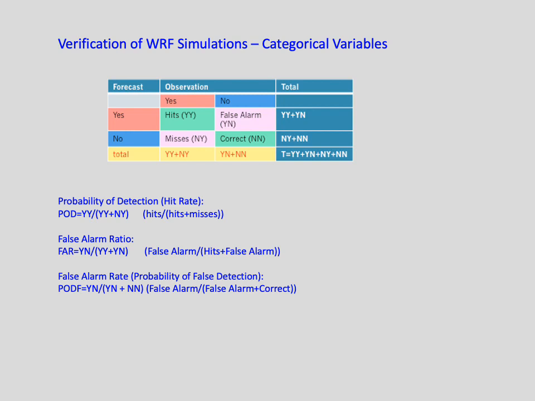Some other important metrics. The probability of detection tells us the fraction of the observed yes events that are correctly forecast. False alarm ratio is the fraction of the predicted yes events that actually did not occur. False alarm rate is the fraction of the observed no events that are incorrectly forecast as yes events.